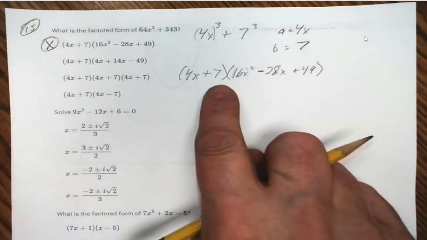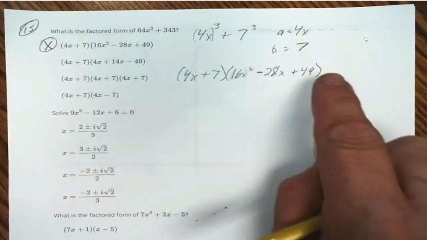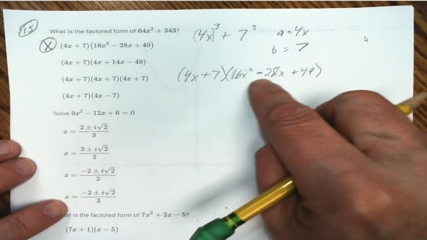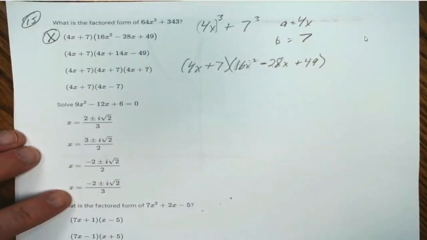Using our shortcut of just finding our A and B and putting it in the pattern. Squaring the A, squaring the B. When I square the A, I get 16x squared. When I square the B, you get 49.